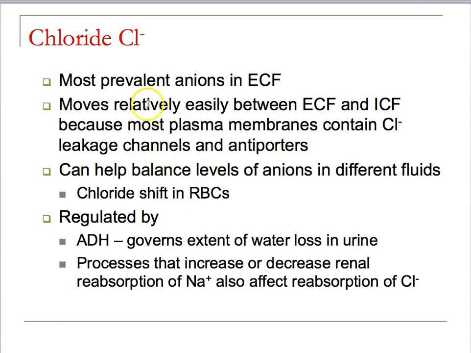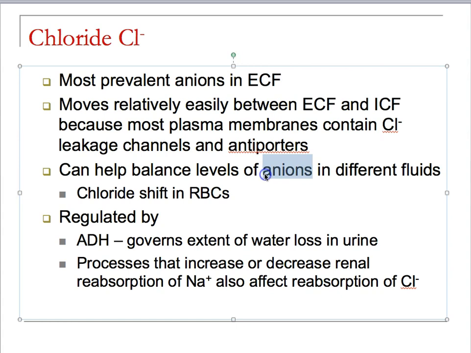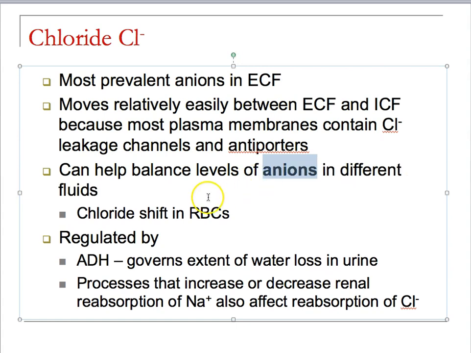It's the most prevalent anion inside the extracellular fluid. It helps balance levels of anions in different fluids. Think of the chloride shifts inside of red blood cells. And antidiuretic hormone governs the extent to which water loss occurs from urine. So in this case, the process that increases or decreases renal reabsorption also affects the reabsorption of chloride, because just like I said a moment ago, wherever sodium goes, chloride follows it.